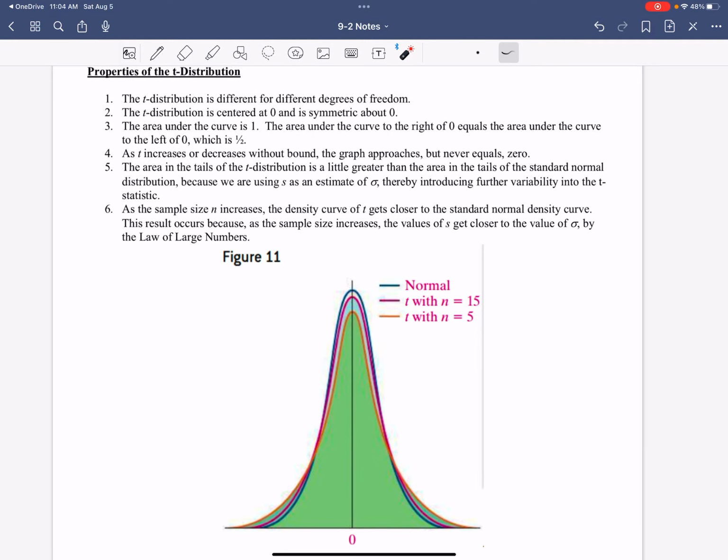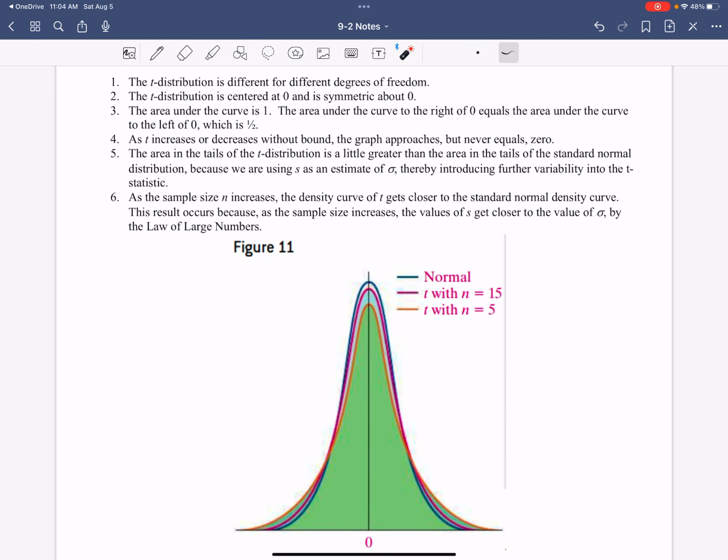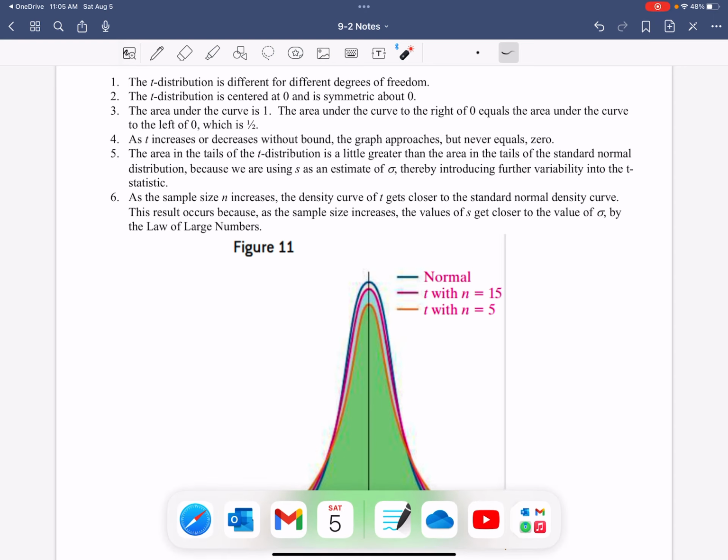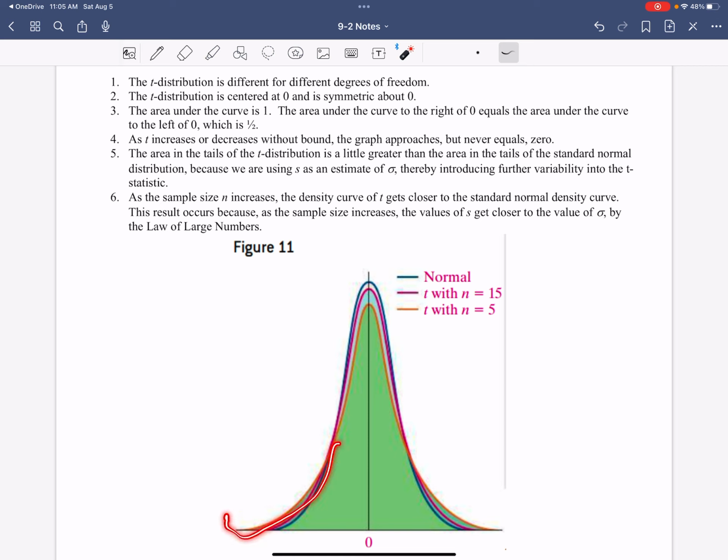As t increases or decreases without bound, the graph approaches but never equals 0. Down to here, super close. Down to here, super close. That's what they're saying. It doesn't go under, and it can't go above over here. It has to go towards 0, getting infinitely close, just like our other bell curve. So these two pieces are still bell curve info.